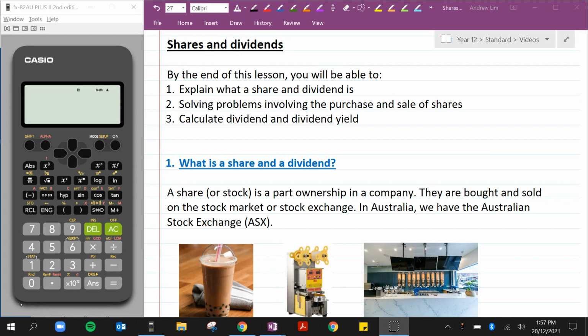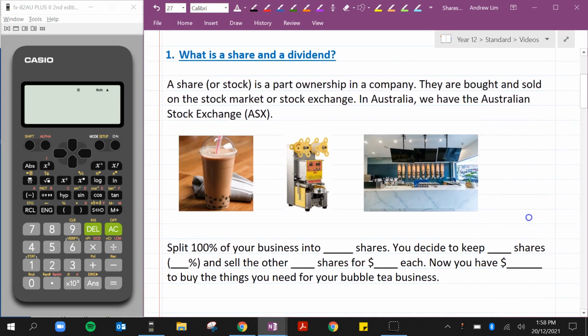In this video we're going to be looking at shares and dividends. This is part of the investments and loans topic from the Year 12 Mathematics Standard 2 course. By the end of this lesson you'll be able to do these three things: explain what a share and dividend is, solve problems involving the purchase and sale of shares, and calculate dividend and dividend yield. So let's have a look at the first part of this lesson.